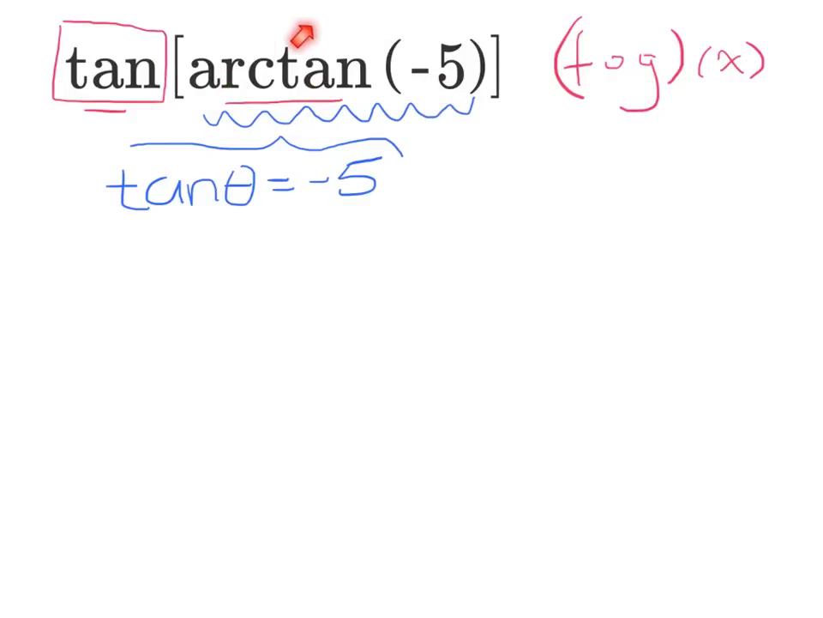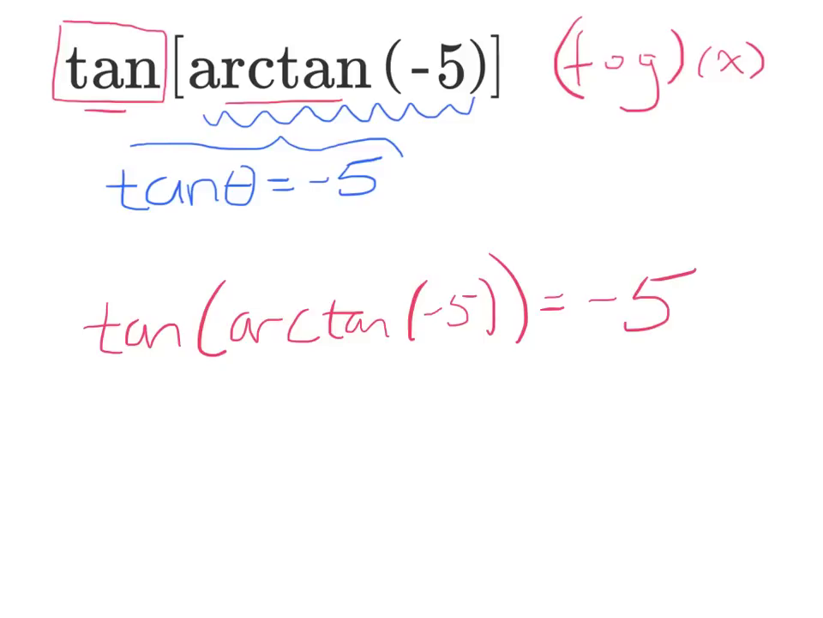Another way of thinking about this is we have inverse functions, tan and arctan are inverses, so they in a sense undo each other. So if we wanted to find the tangent of the inverse tan of a value, it would just be equal to that value. Now we do have to be careful with these types of problems.